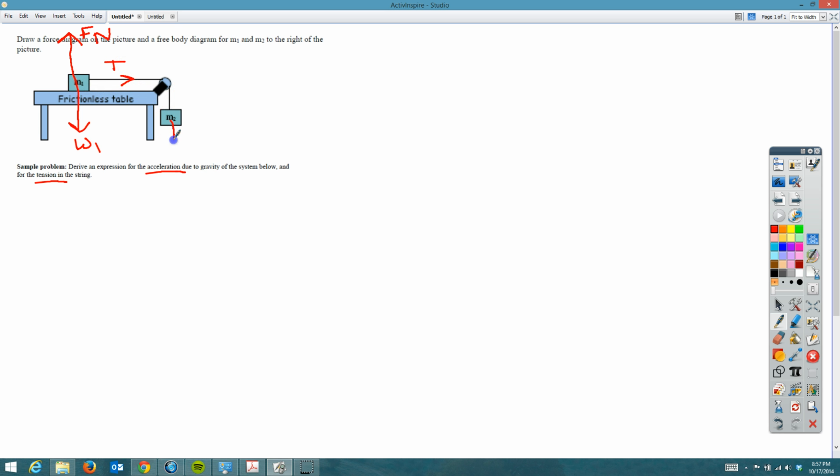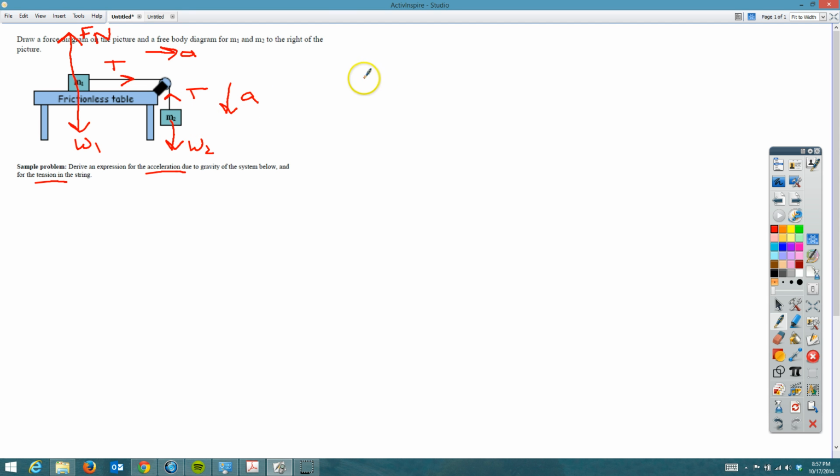For the second box, we always do the force of gravity down, so that would be the weight of box 2. And then we also have a tension on this line pointing up. And we have to realize that these two tensions are the same. Box 1 will accelerate to the right, and box 2 will accelerate down. So we want to get all the accelerations in the same direction. To do that, we're going to take this part and rotate it up to the side.